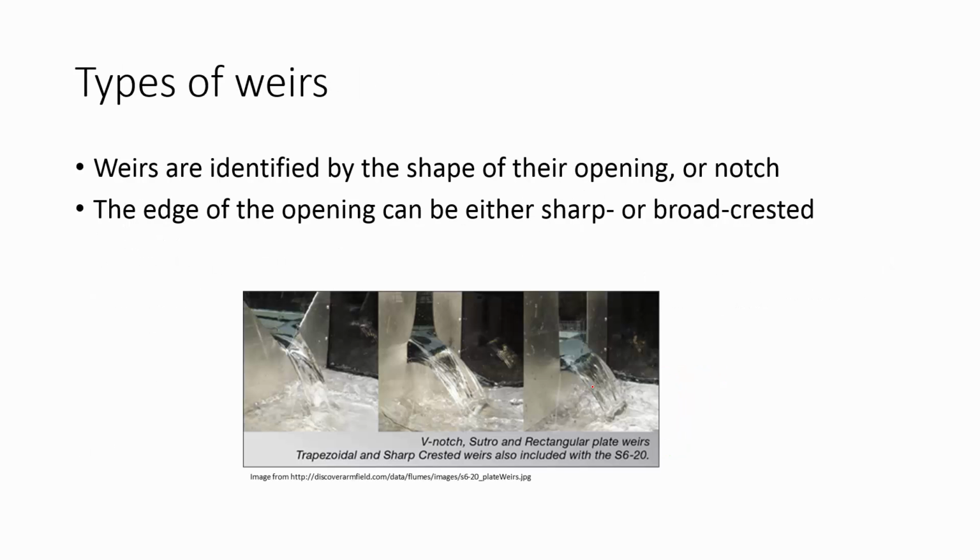There are different types of weirs, and we've mentioned a few now. Weirs are identified by the shape of their opening or notch, and you can have a V notch, you see here, a Sutro, which is kind of a weird shape, and a rectangular. And these are plate weirs. So in this case, you have something that's kind of portable.